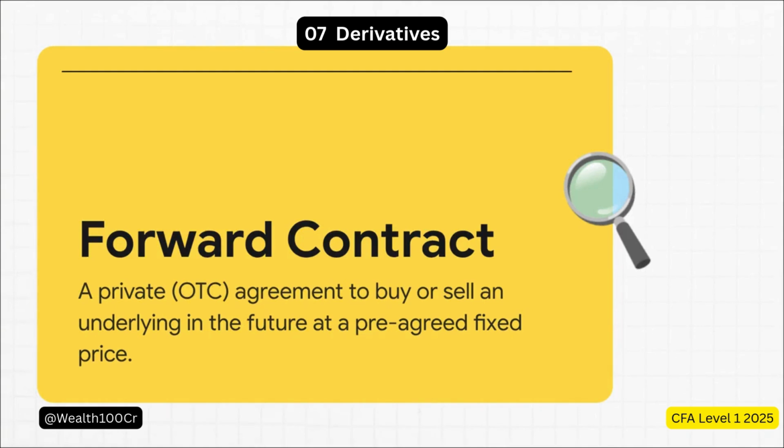Okay, so a forward contract. This is a very simple idea. It's exactly like going to your local vegetable vendor and telling him, next month I will buy 10 kilos of onions from you and I will pay today's price. You see, it's a private agreement just between you and the vendor. It's over the counter, as they say. No money changes hands today. You have just made a firm promise to each other for the future.